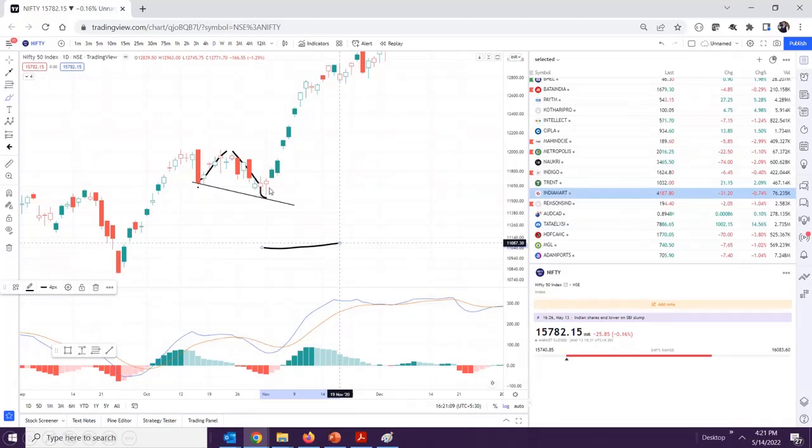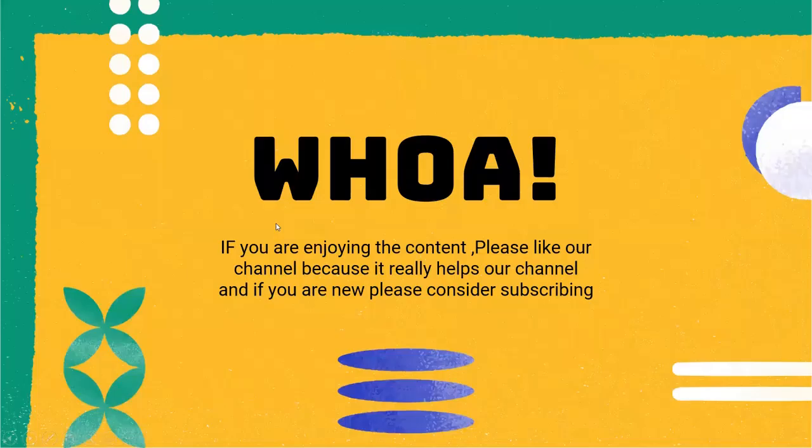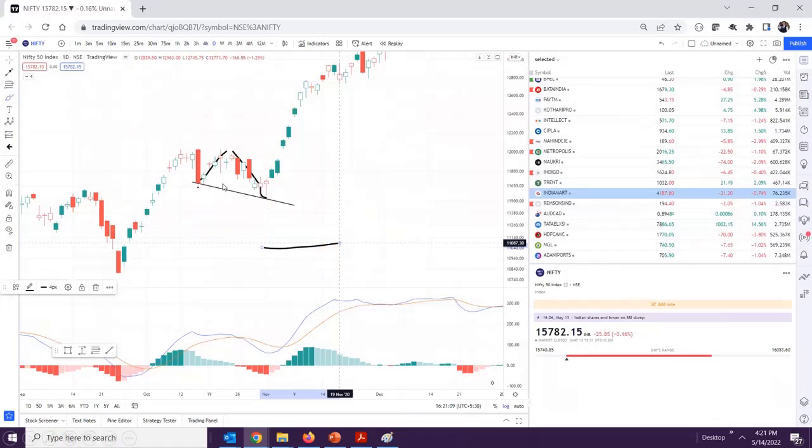So can anyone explain? We have studied three forms of flats. Which one is this? Anyone? The first pattern which you said. Yes, this is the first one, regular, because this top is lower than this top, and this top has broken this. So let us again go to that.